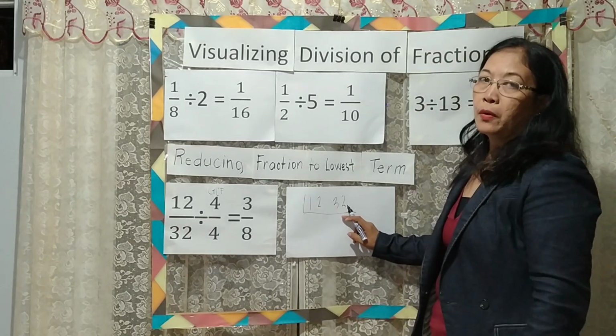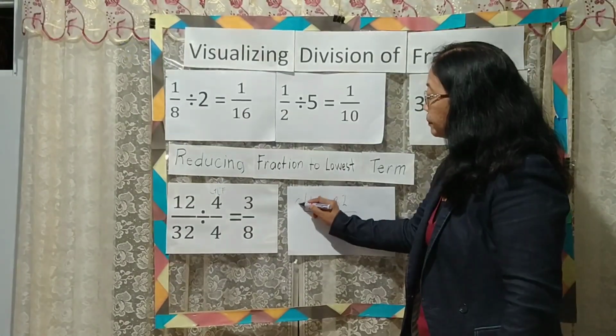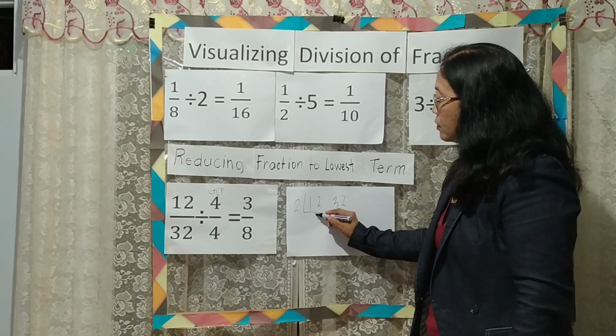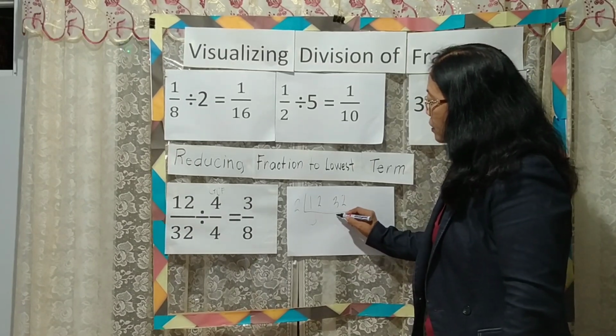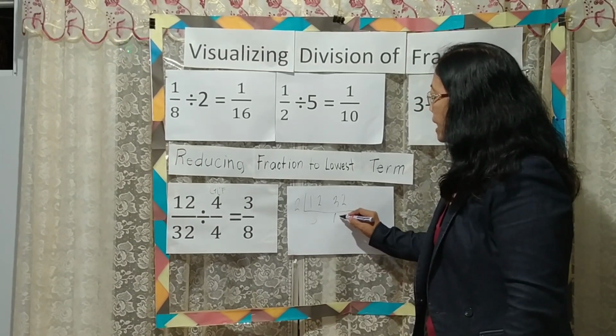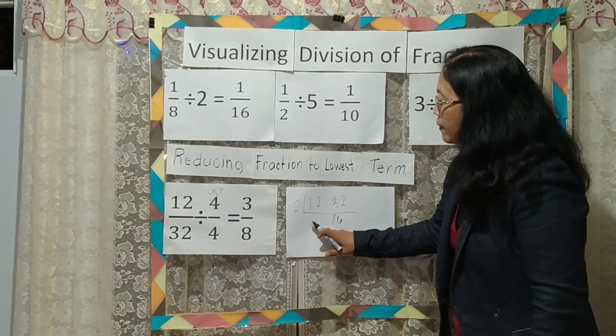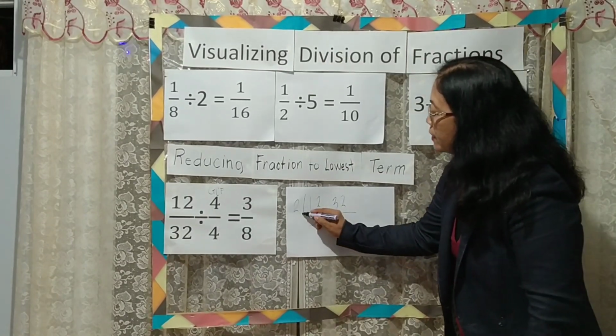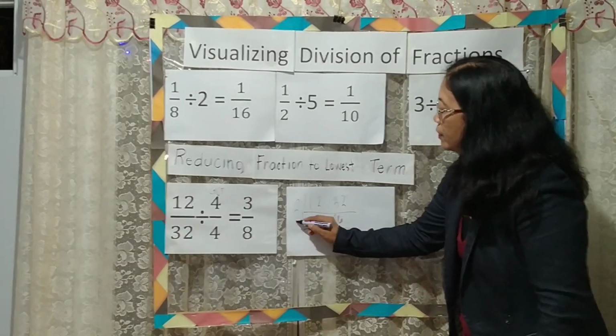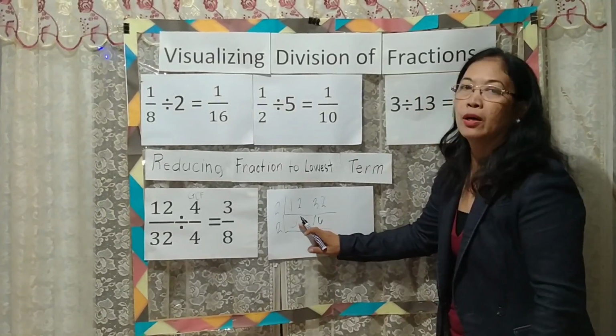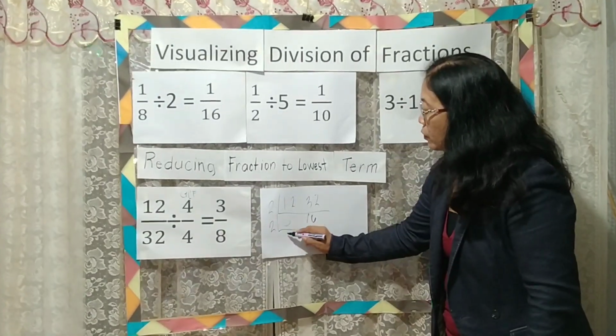12 and 32 are both divisible by 2. So, you divide this. This will become 6 and this will become 16. So we have 6 and 16 are still divisible by 2. So divide this by 2. So you have 6 divided by 2 is 3.